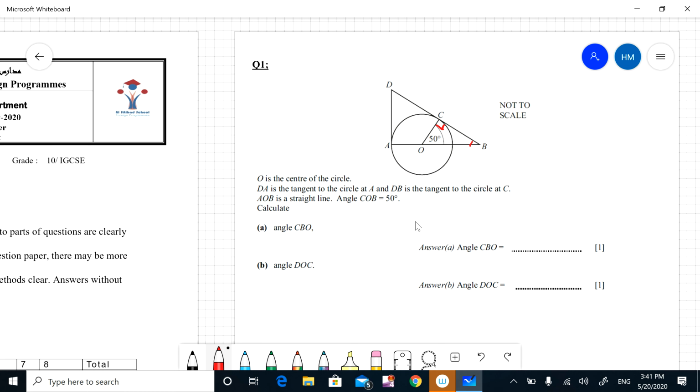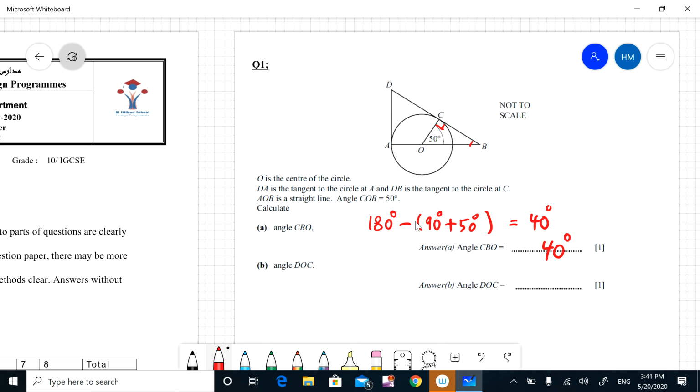So you know that OCB is a right angle triangle, and the angles add up to 180 degrees. So we have 50, we have 90, add up to 180. So you can say 180 minus the sum of 90 degrees plus 50 degrees, and the answer is 40 degrees. So the answer for this question is 40 degrees.